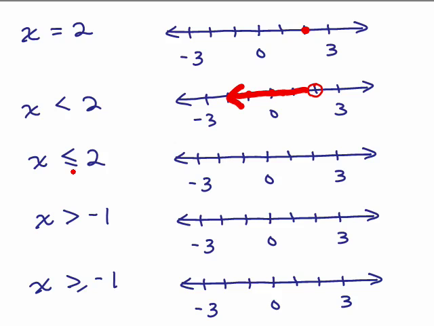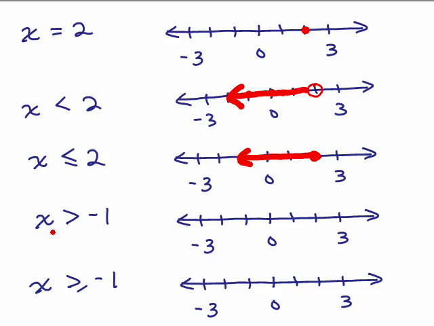Now the next one says x is less than or equal to 2. So we need to put these two together. It can equal 2, so we have a dot on 2, and we also can have all the numbers less than 2, smaller than 2. So you would have a dot on 2 and pick up all the numbers to the left. So you make sure there's a visible dot here on 2.